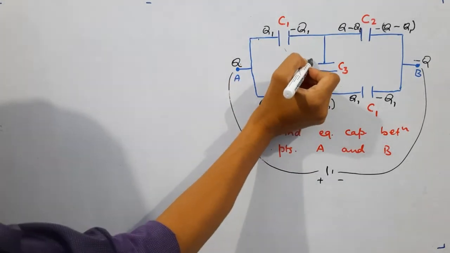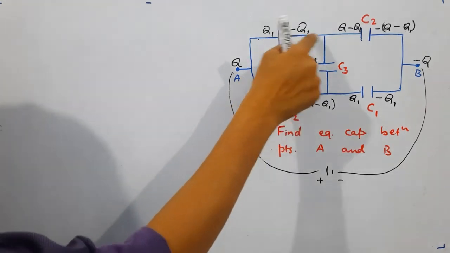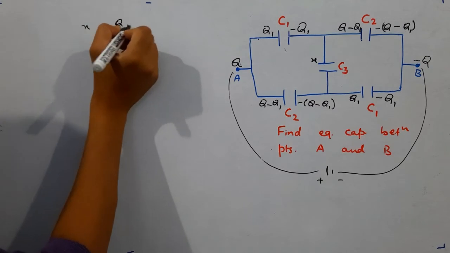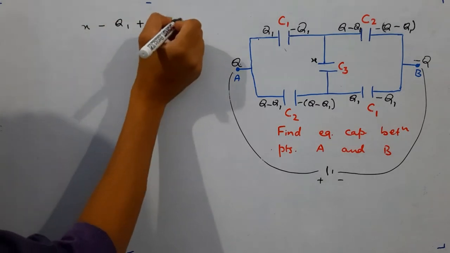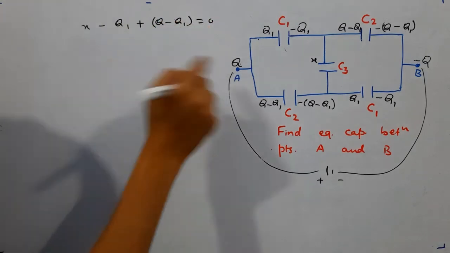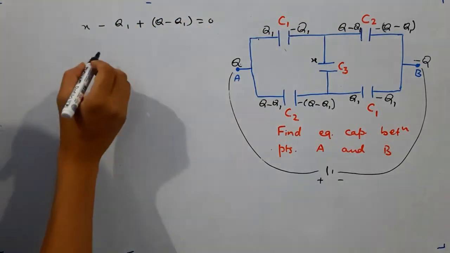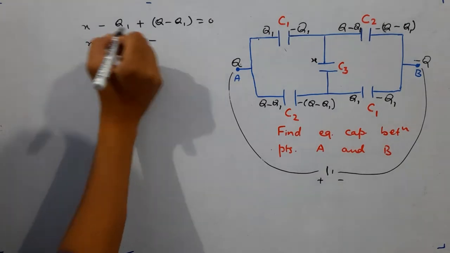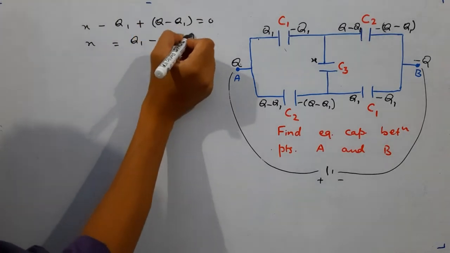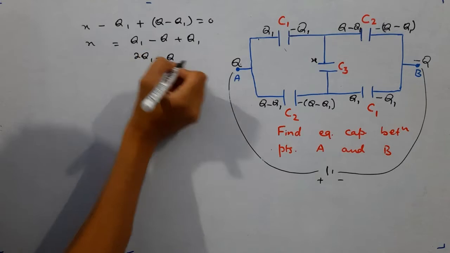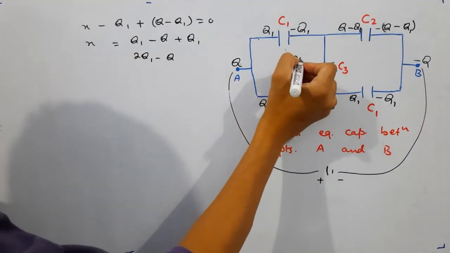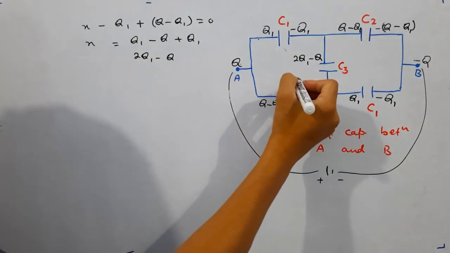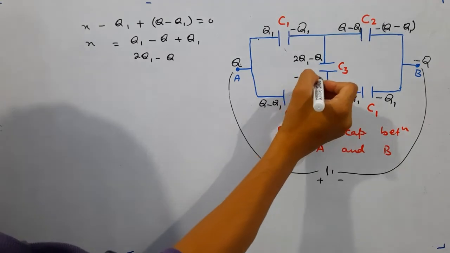So let the charge on this plate be x. So x plus this is equal to 0. So x minus Q1 plus Q minus Q1 will be equal to 0. Total charge on these three plates will be 0. So this will give you the value of x as how much? Q1 minus Q plus Q1, that is 2Q1 minus Q. So I am writing that 2Q1 minus Q, and on other plate it will be negative of that, so minus of 2Q1 minus Q.